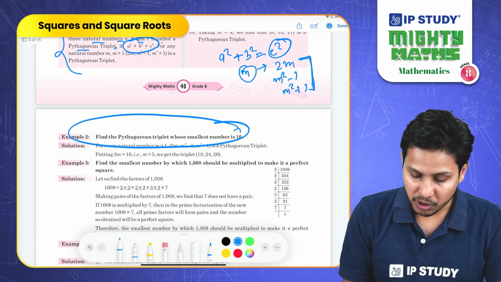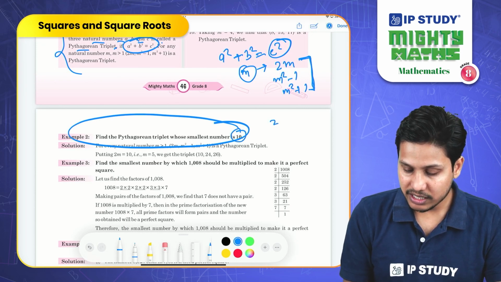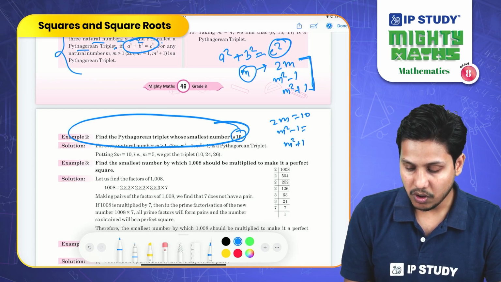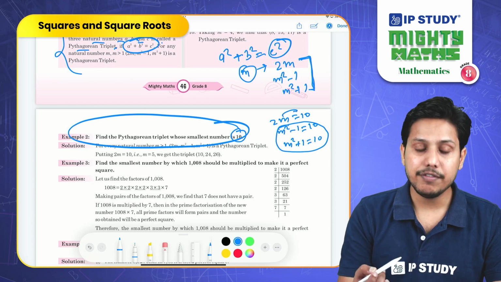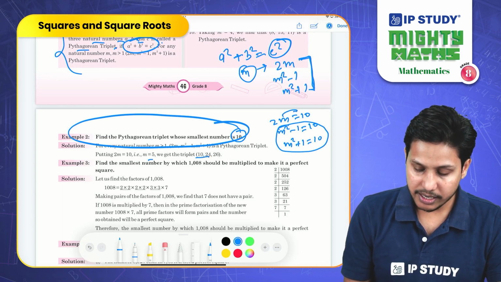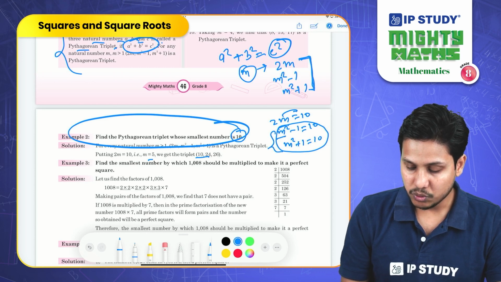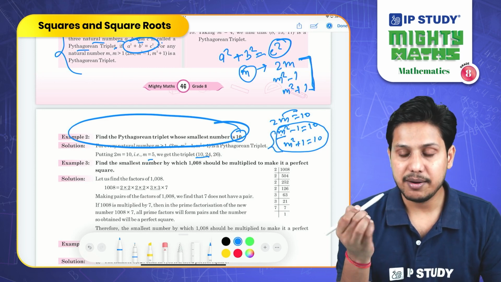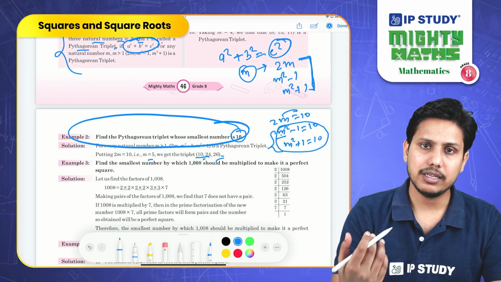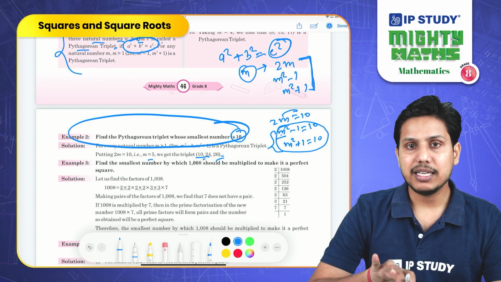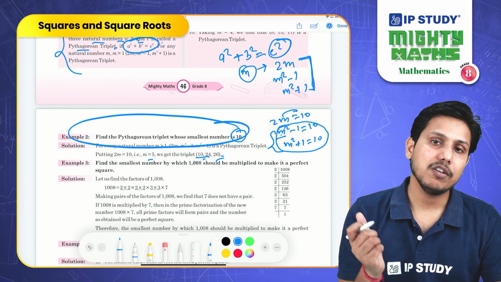So whose smallest number is 10. What we can do is check how we can find m using the three cases that we have. The smallest number can be 2m, m square minus 1, or m square plus 1. We can see that the latter two are not possible, and here we get m as 5. So m is 5, and we can find the others by putting the value of m in these two. So m square minus 1, that is 5 square minus 1, is 24, and 5 square plus 1 is 26. So this is the method of finding Pythagorean triplets if we are given one of them.